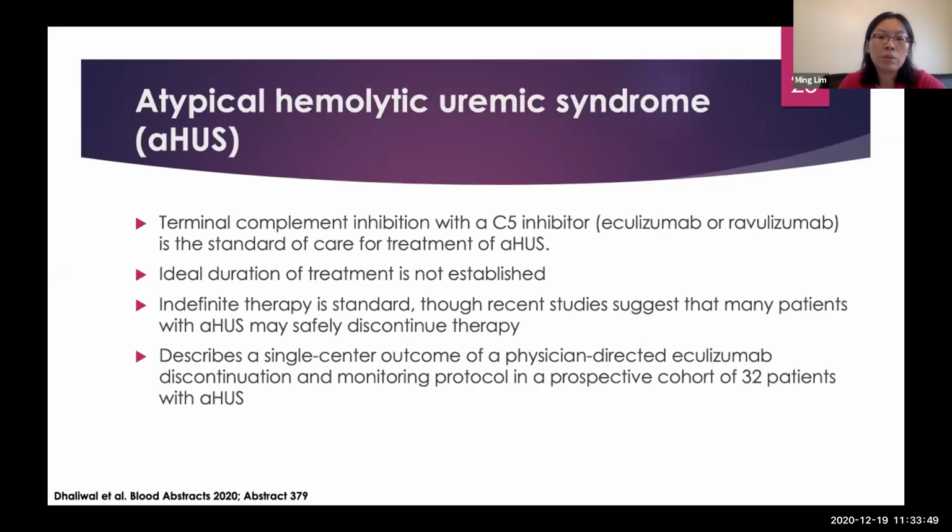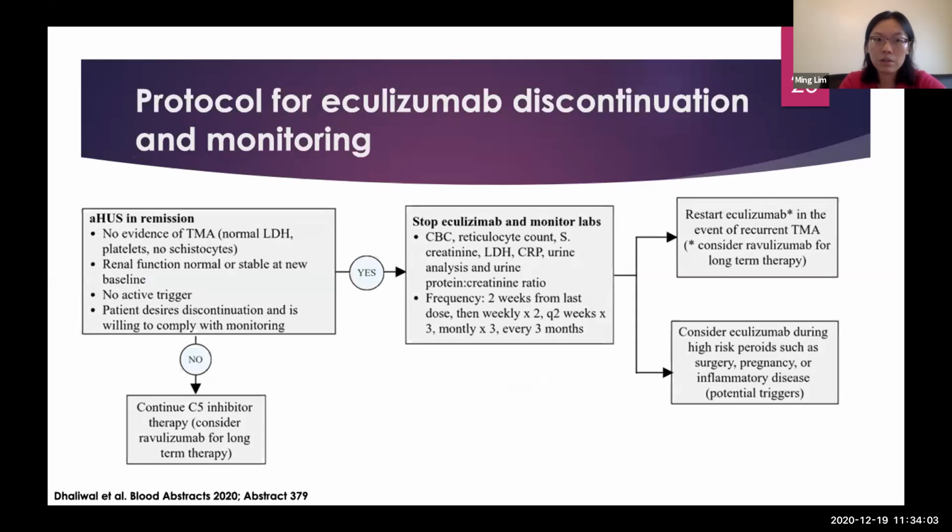And so this is an oral abstract that came out of Johns Hopkins University where they described their physician-directed eculizumab discontinuation and monitoring protocol in a prospective cohort of 32 patients that were diagnosed with atypical HUS. So this is their protocol. Firstly, the patient had to be in remission where there was no evidence of TMA, normal renal function or stable at their new baseline, no active trigger, and again, this is a shared decision making with the patient. The patient has to agree to discontinue and they are willing to comply with monitoring.